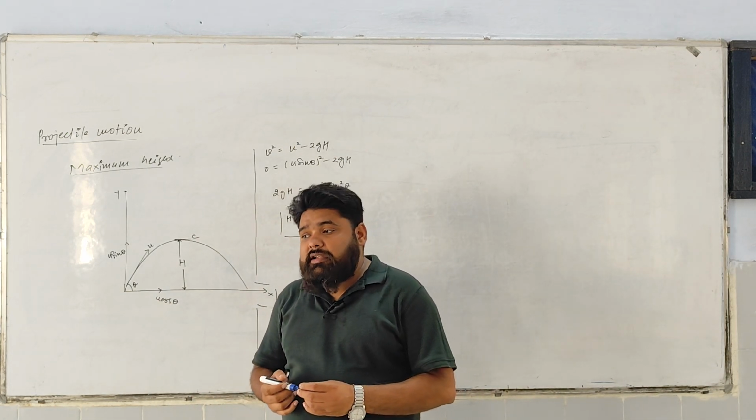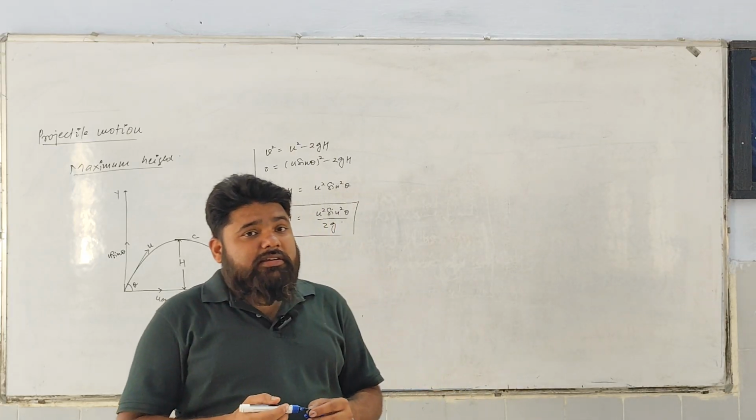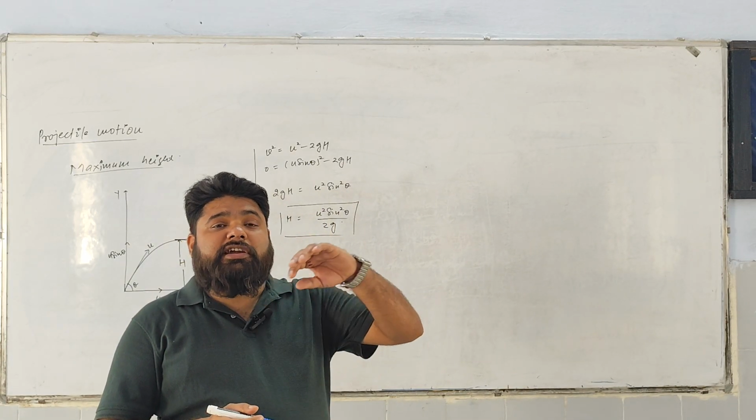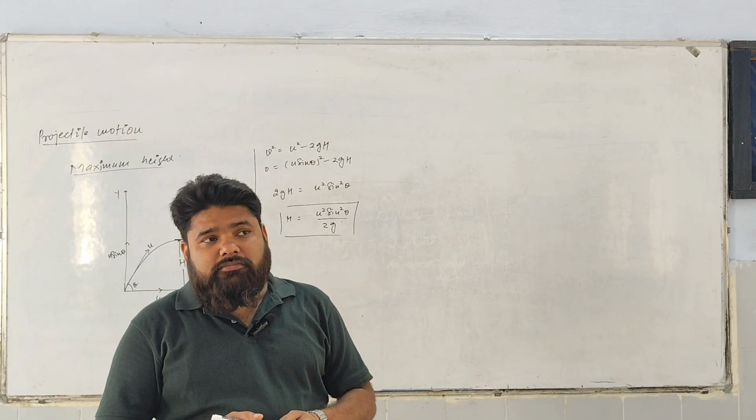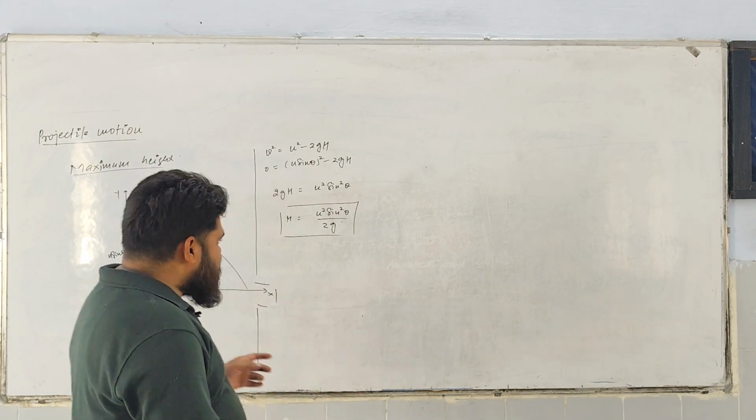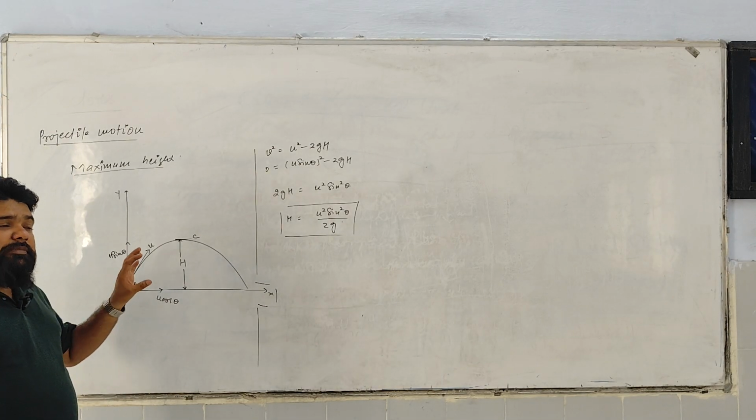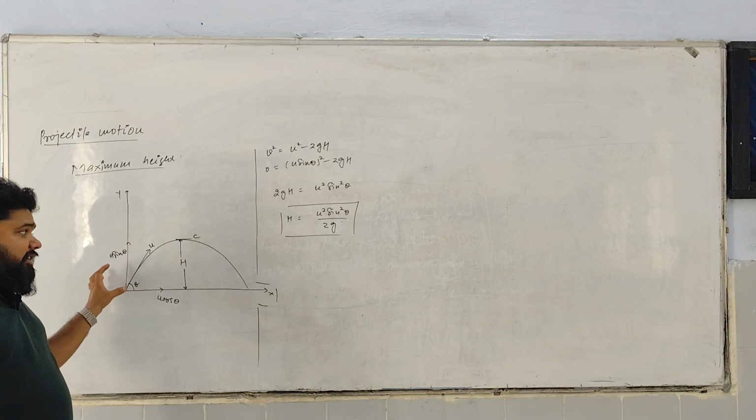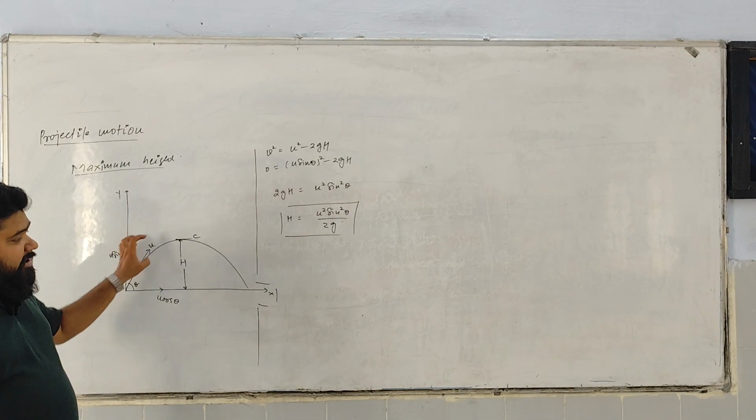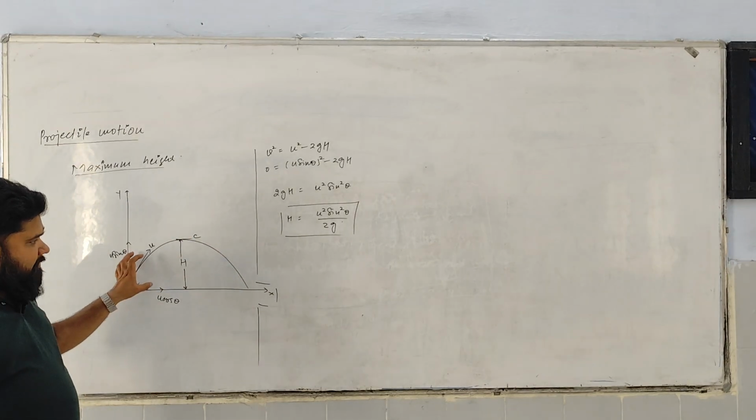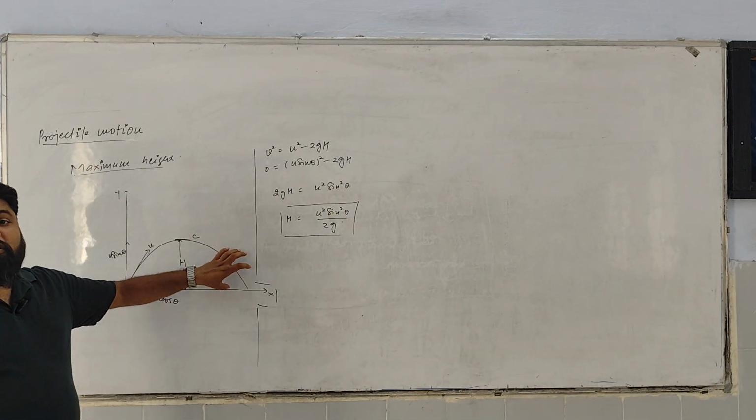Now the next part of this topic is the time of flight. What is the time of flight? Time of flight is the time during which the object remains in the air. Suppose we project the body. When we project the body, we have to consider the time during which the object remains in the air before hitting the ground. This time is called the time of flight.